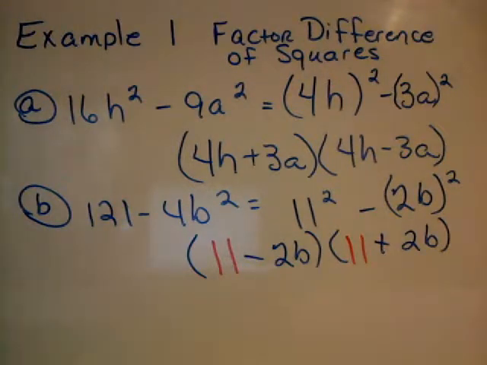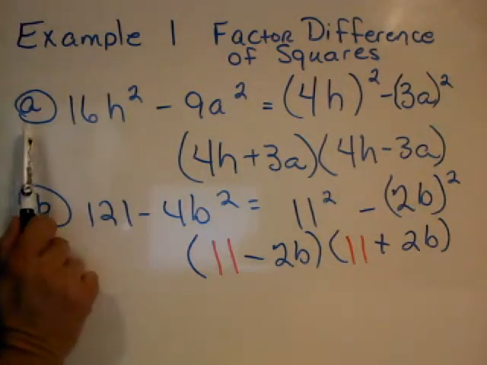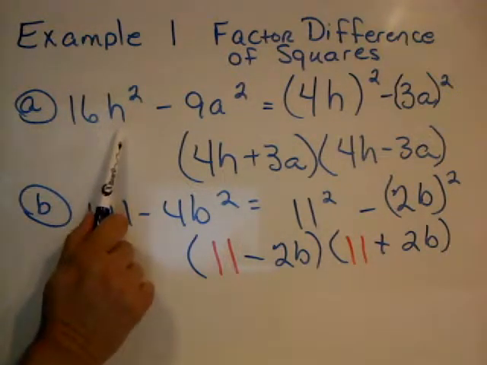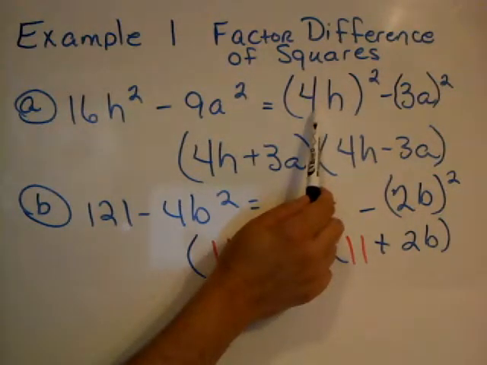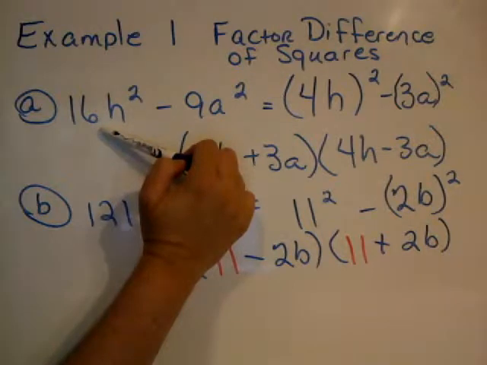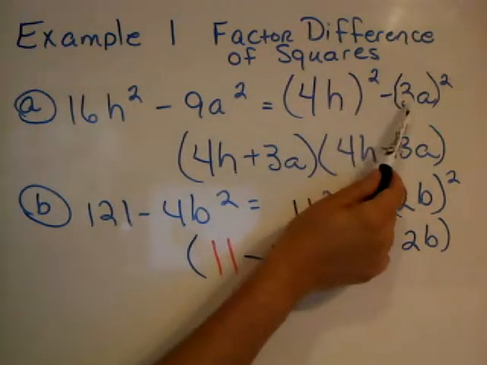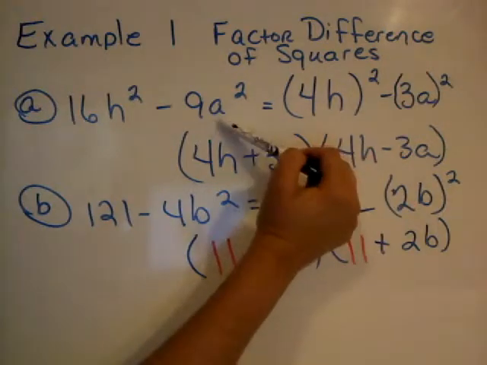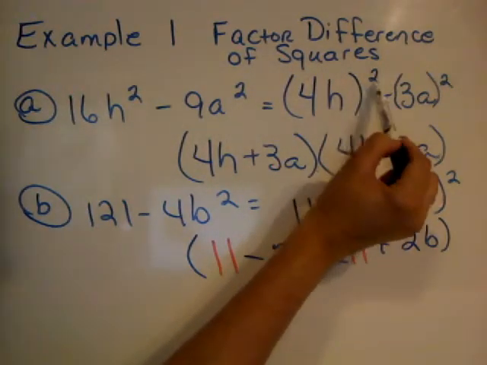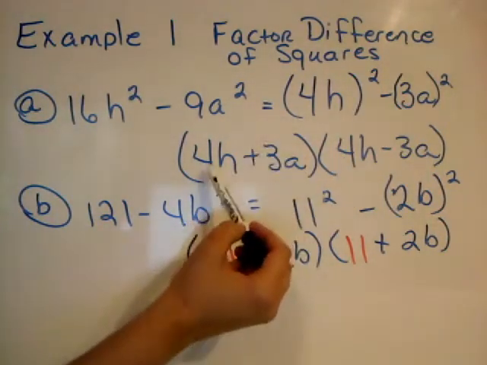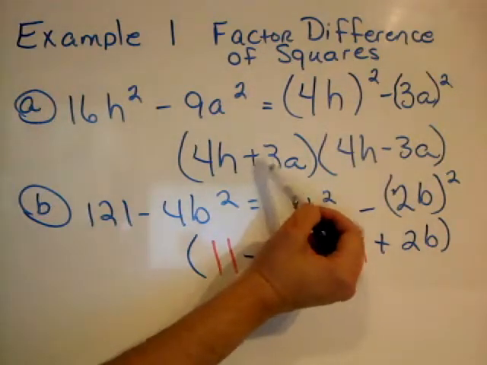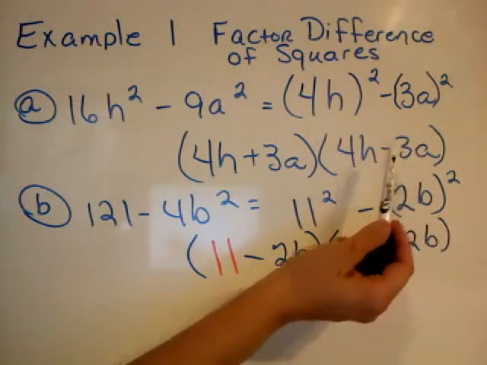Now let's look at some examples. Example 1, factor difference of squares. Here in our first example, I have 16h squared minus 9a squared. Now I know that 4h times 4h would give me 16h squared, and 3a times 3a would give me 9a squared. So I have two of these. Square means that I say 4h times 4h. So if I have two of them, I can say 4h plus 3a times 4h minus 3a.